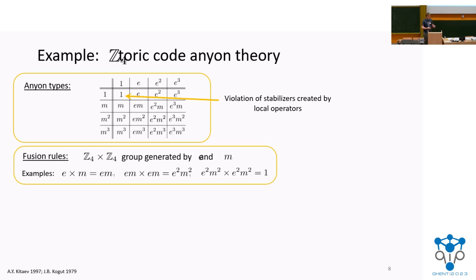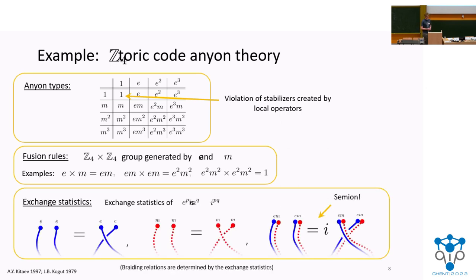And the last and most striking piece of data that I need to introduce are the exchange statistics. Anyons can exhibit exotic exchange statistics. E and M are somewhat boring. Those are both bosons. If I interchange two E or M anyons, the wave function is symmetric. More interestingly, if you take the composite EM anyon and exchange two of those, the wave function picks up a factor of i. We call this anyon a semion. We say it has semionic exchange statistics.